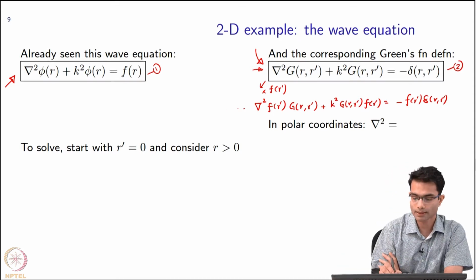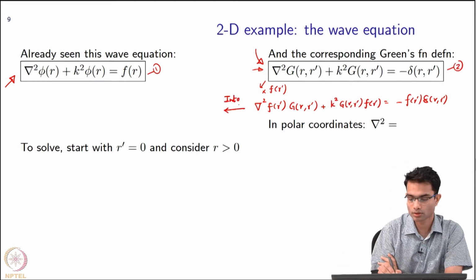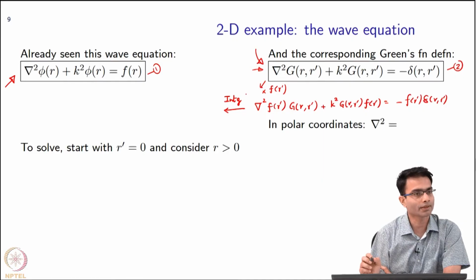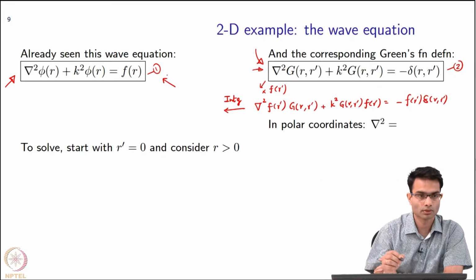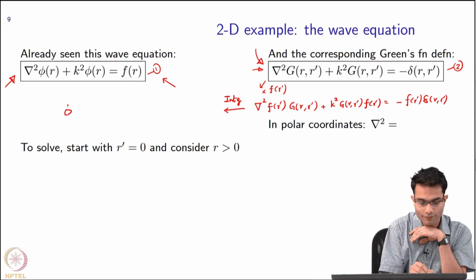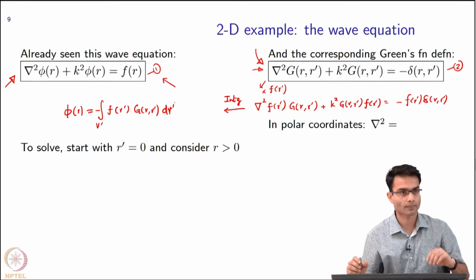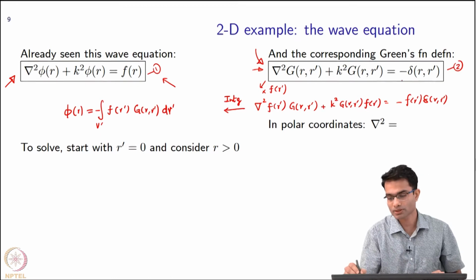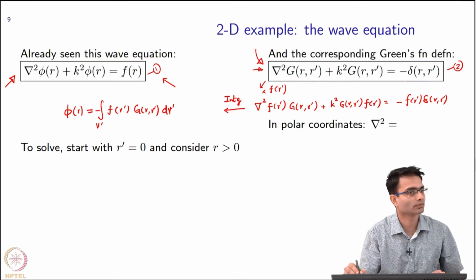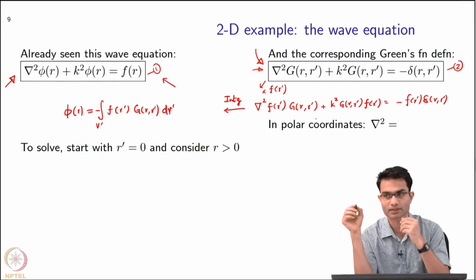Right. And then the next step was to integrate. And when I integrated, it looked just like equation 1, and from that I concluded that my phi of r was equal to the integral over v prime of f of r prime g of r, r prime dv prime, or dr prime, whatever. That minus sign has come because the definition has a minus sign over here. When I integrate on both sides, I will find this minus sign.